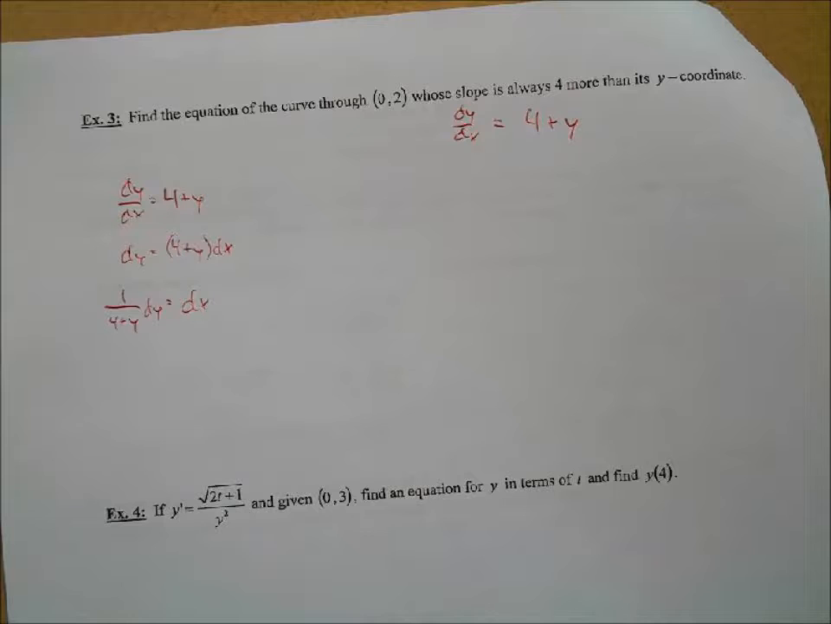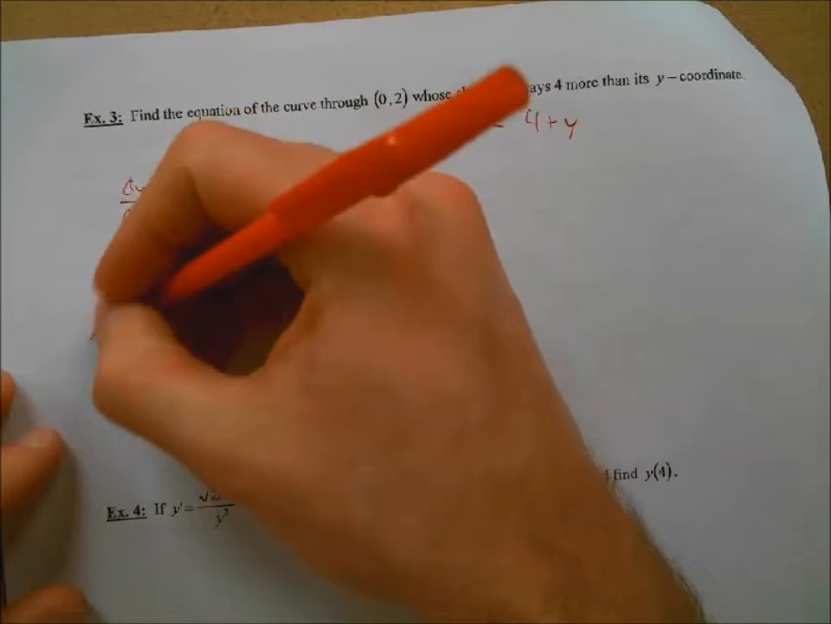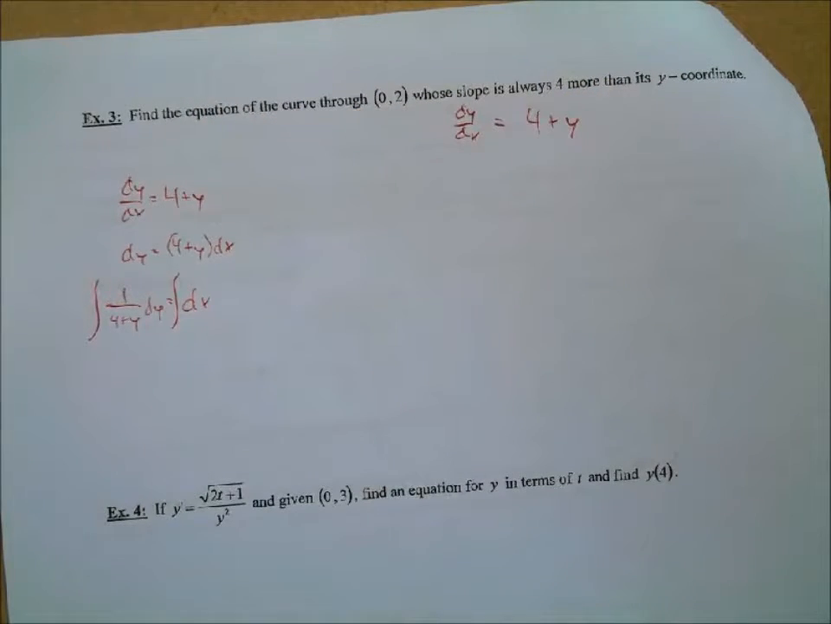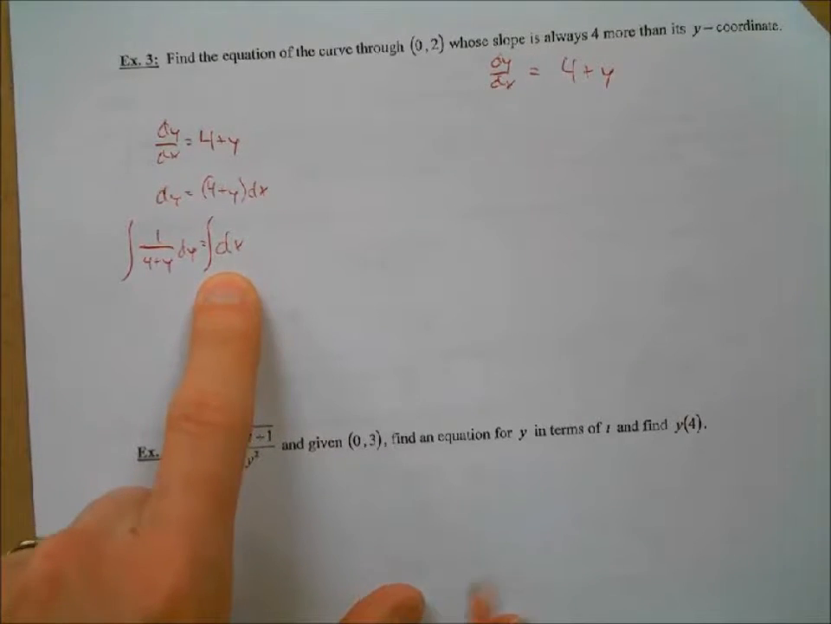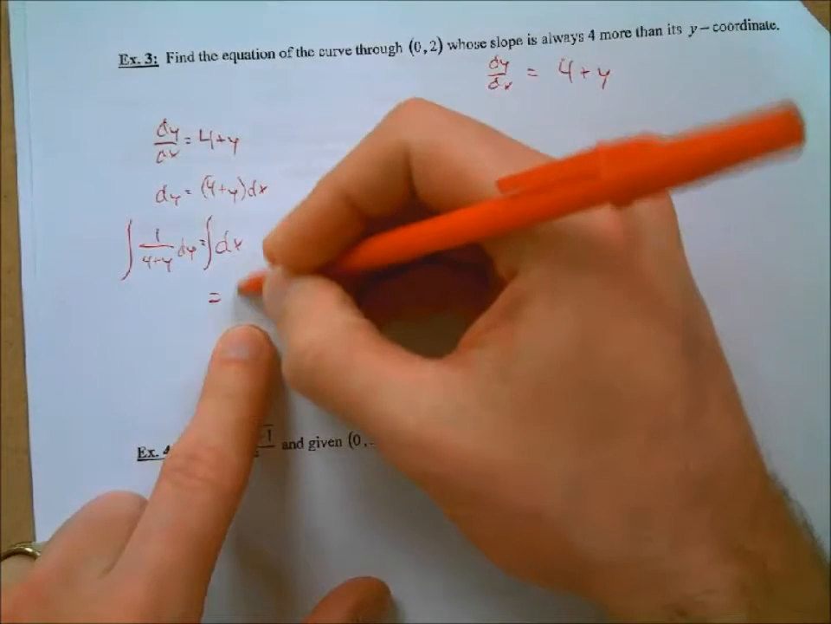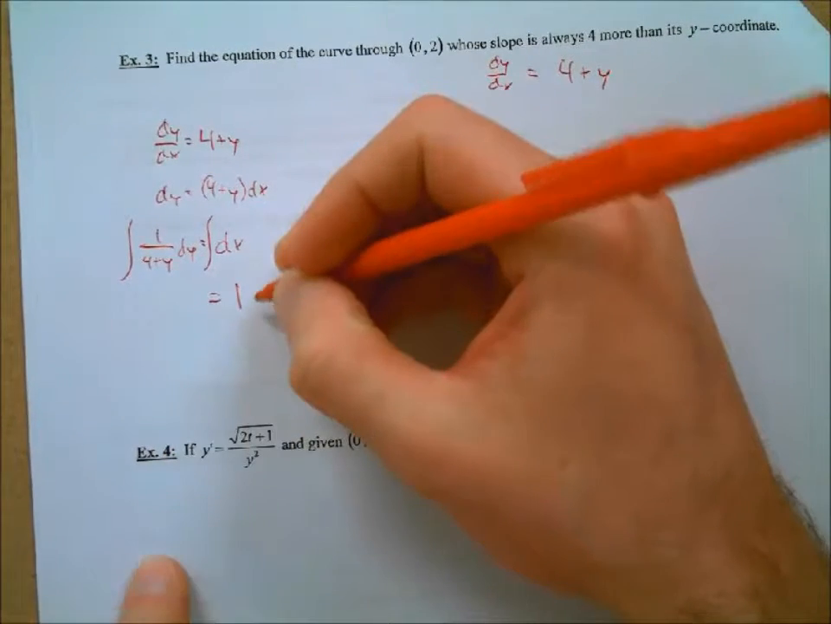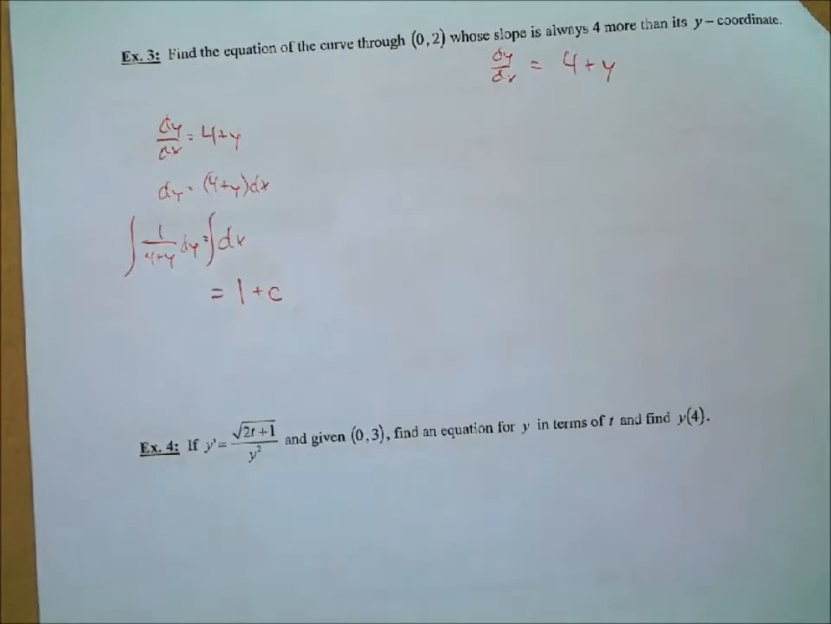Now, what's our next step? Integrate, yes. But how are we going to integrate? That's the more important question. Let's integrate the right-hand side, the easiest. What is the integral of just dx? x, because there's a 1 in front of that dx. I'm going to put a plus c right there because we still have some work to do here.